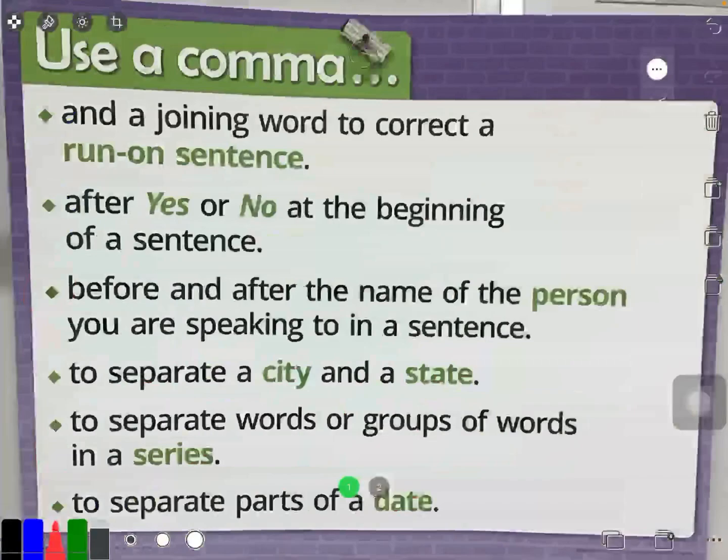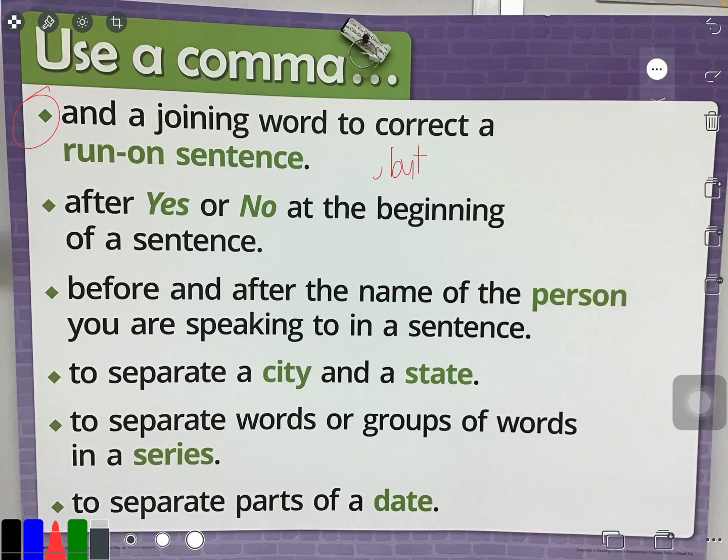When we are using a comma, we use commas. Number 1, when we're using a joining word to correct a run-on sentence, like comma but, or comma and, or comma or. That's what it means here. Use a comma after yes or no at the beginning of a sentence. Use a comma before and after the name of a person you are speaking to in a sentence. And then I think we skipped this one. We didn't go there yet. I'm not quite sure, but definitely we did this number 5. We use a comma to separate words or group of words in a series.